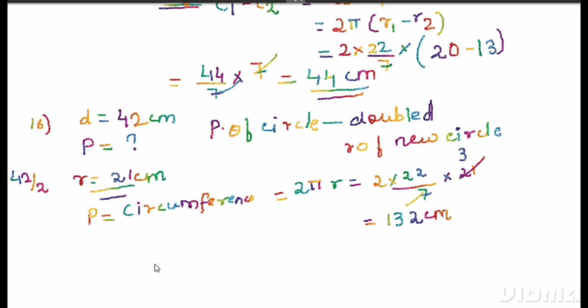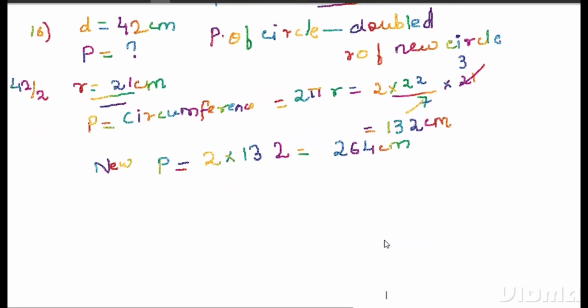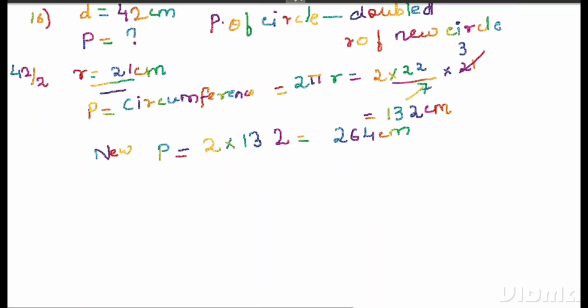So double means 2 times. So can I write that the new perimeter is going to be my 2 into 132? Yes, so that is going to be my 264 centimeter because they are telling me to double it. So this is done. Now you have to find the radius of the new circle.